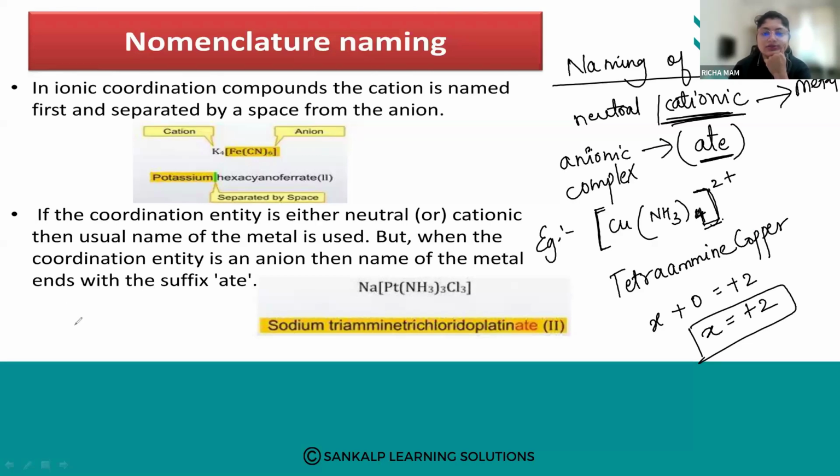Ammonia is a neutral molecule. Yes, it is 0. Okay, ammonia is a neutral molecule, it will be 0. Is it clear? So like this, whenever you have a cation complex, it will be the same. So what will be the charge? It will be 2. So you will write it as copper SCN 4 2 minus.